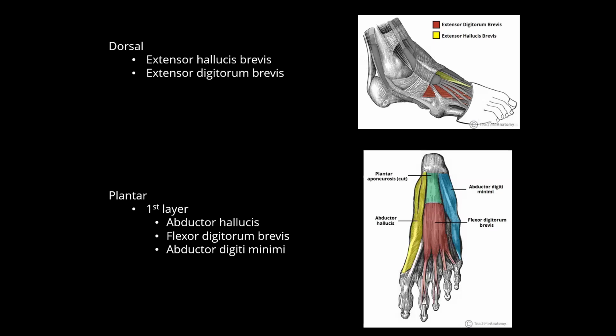On plantar aspect, the anatomy is slightly complex and we have four layers of muscles on the sole of the foot. The first layer is formed by the abductor hallucis, flexor digitorum brevis, and abductor digiti minimi. So here we can see abductor hallucis, flexor digitorum brevis, and abductor digiti minimi.